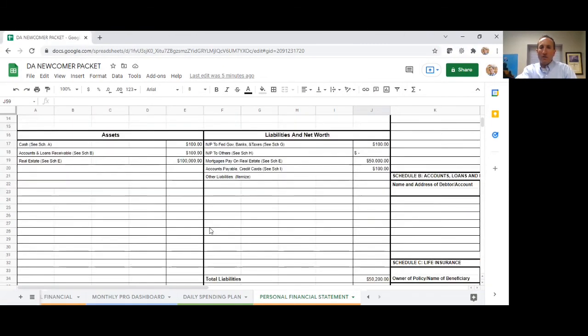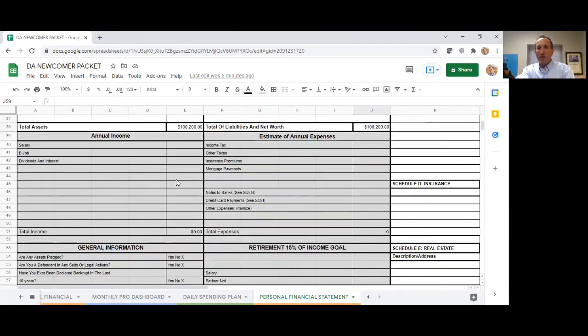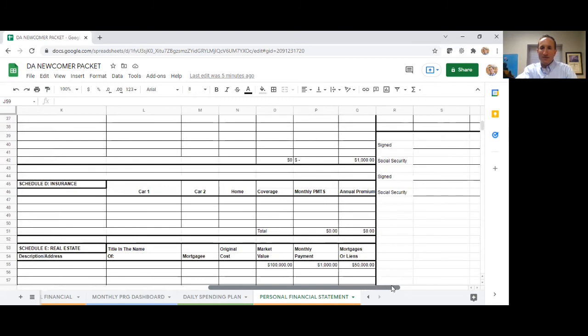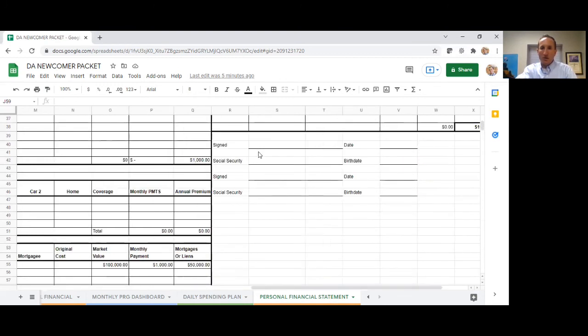Why are all these other sections listed out? Like, why are these sections listed here? And why is this right here a place where you can sign it and date it, and your spouse or your partner sign it and date it? Why is that important? And why do I have that on here?